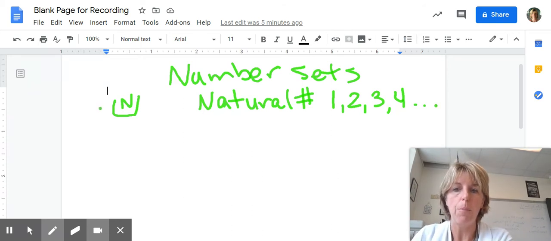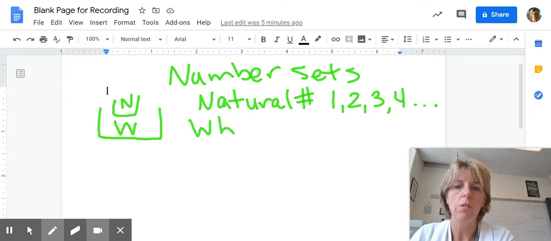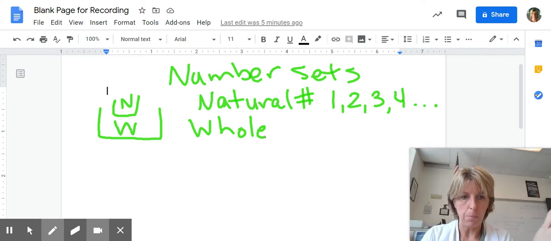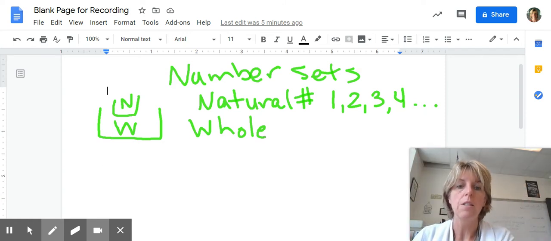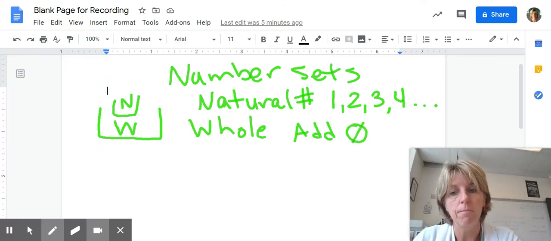Then there's another bigger group of numbers. So it includes all of the natural numbers. It includes those counting numbers. We call it the whole numbers. So the whole numbers, they're all of the numbers above. So they hold the smaller bucket, but in the bigger bucket, it has one more thing. This time we're going to add 0. So it's all of the other numbers plus 0. So 0 is not a natural number. 0 is a whole number.